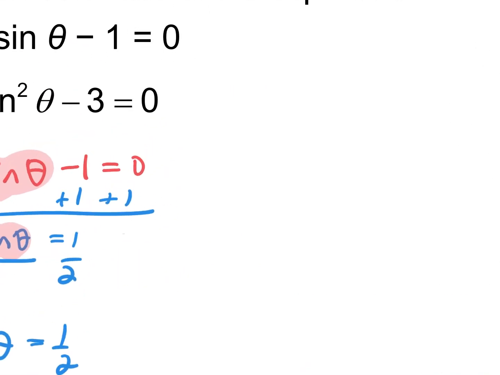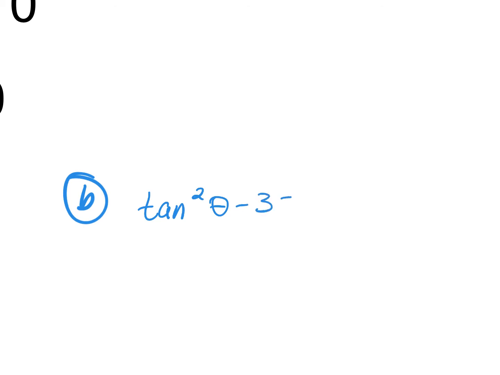All right, let's look at B. First thing we do, we rewrite it. Good. So I have tangent squared theta minus 3 equals 0. Highlight your trig function. How is this one a teensy tiny bit different? It's squared. Okay, no big deal. If I had x squared minus 3 equals 0, how would you guys solve this? You'd add 3 to both sides. Perfect. I add 3. I get x squared equals 3. Then what would I do? Take the square root.